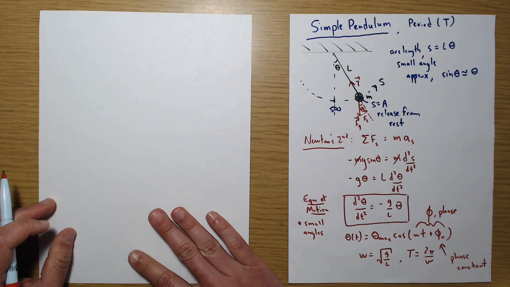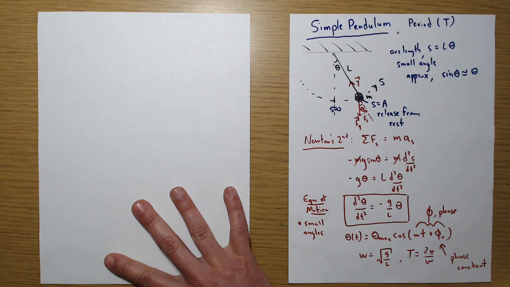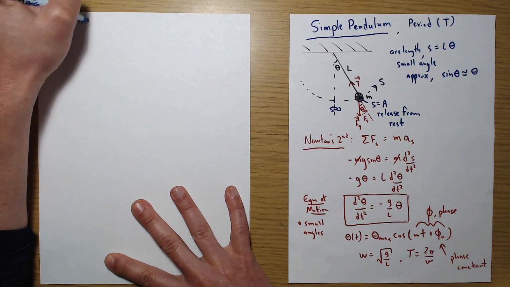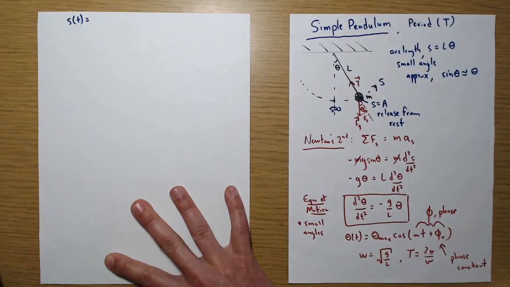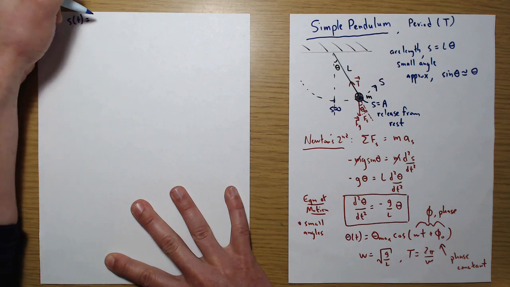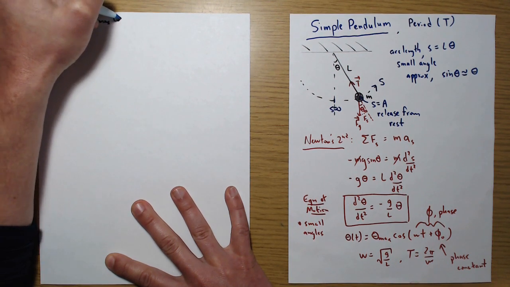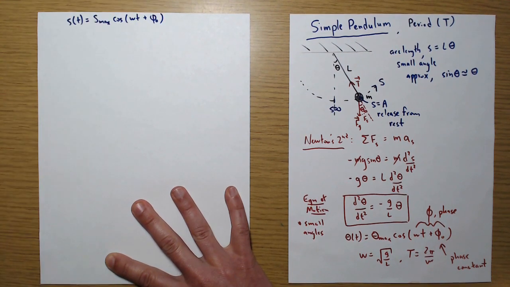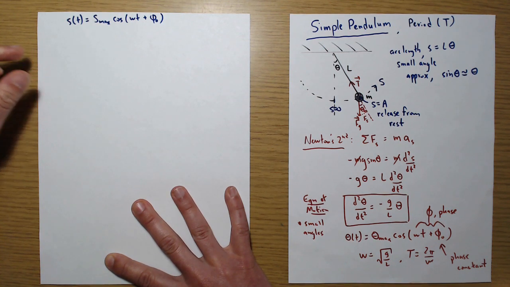Now that I know theta as a function of time, I can also write s as a function of time. So s, I'm going to switch to blue here, s as a function of time is simply going to be equal to L times theta. So s as a function of time is s max times cosine of omega t plus phi naught. Now let's get a little bit of a picture of what this actually looks like.